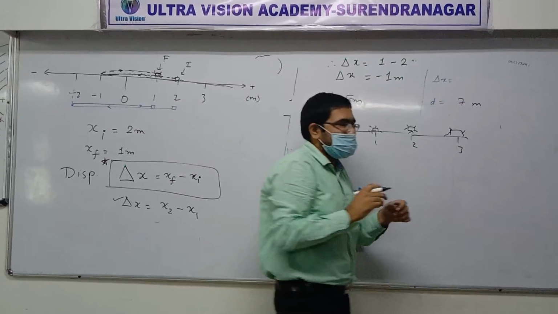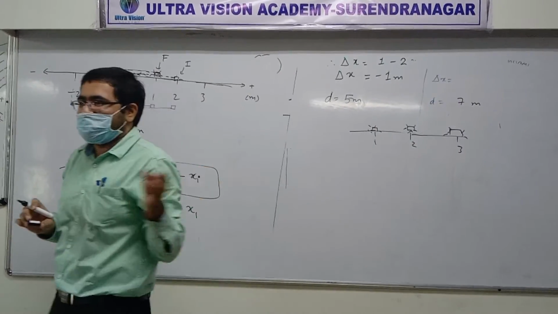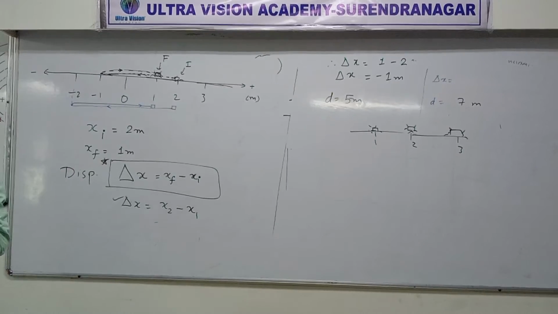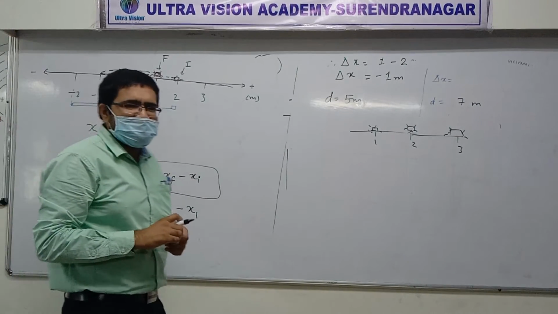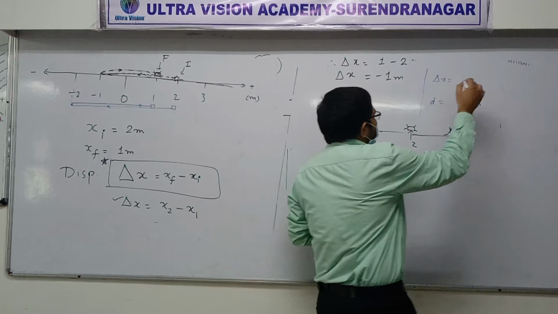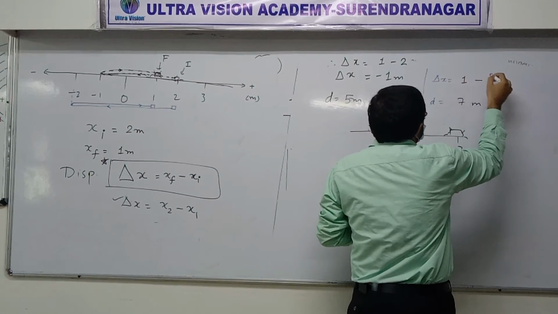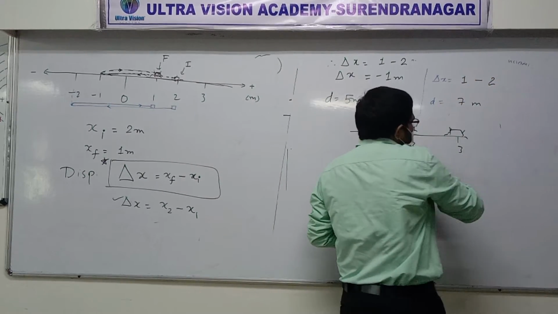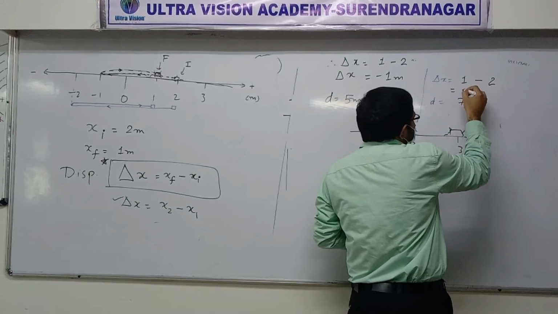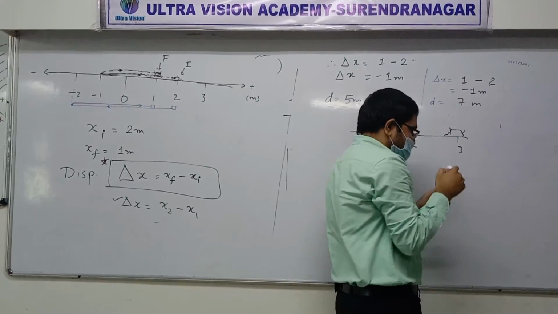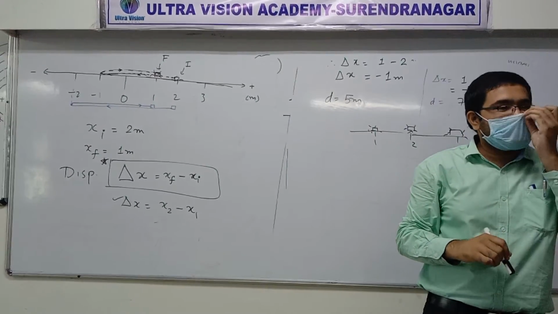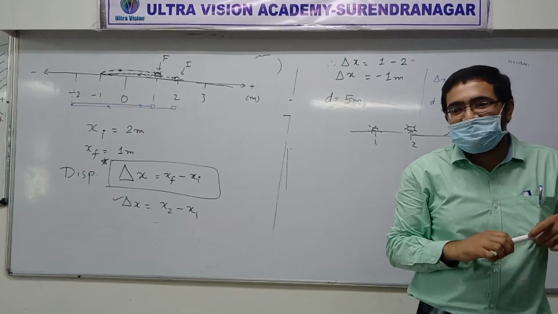Yes or no? Yes. Sure, everyone. 4 this way, 3 this way, total 7. Fine. Now distance. Minus? -1. Yes. Sure? Yes. Why? Final position 1, initial position 2. Yes or no? Yes. So this is going to be -1. Okay? Did you see something odd?